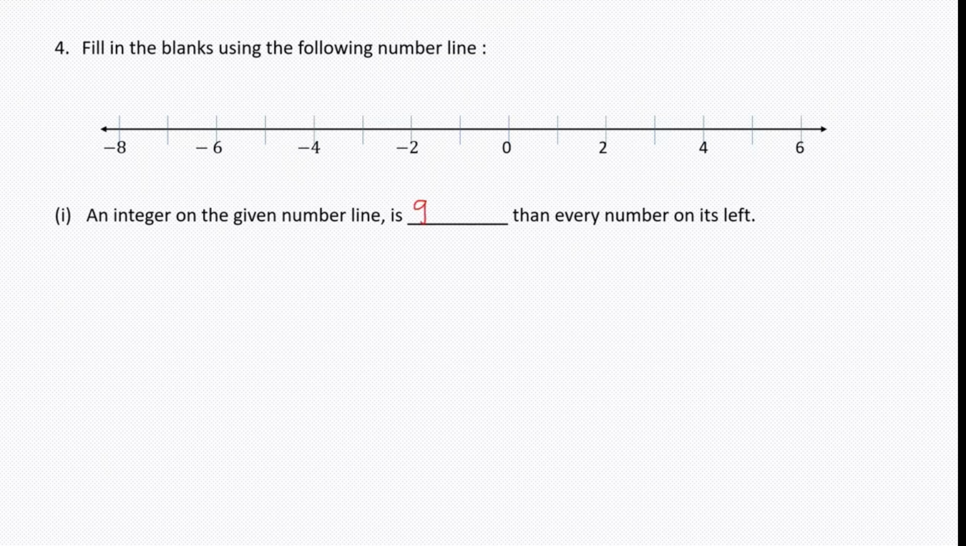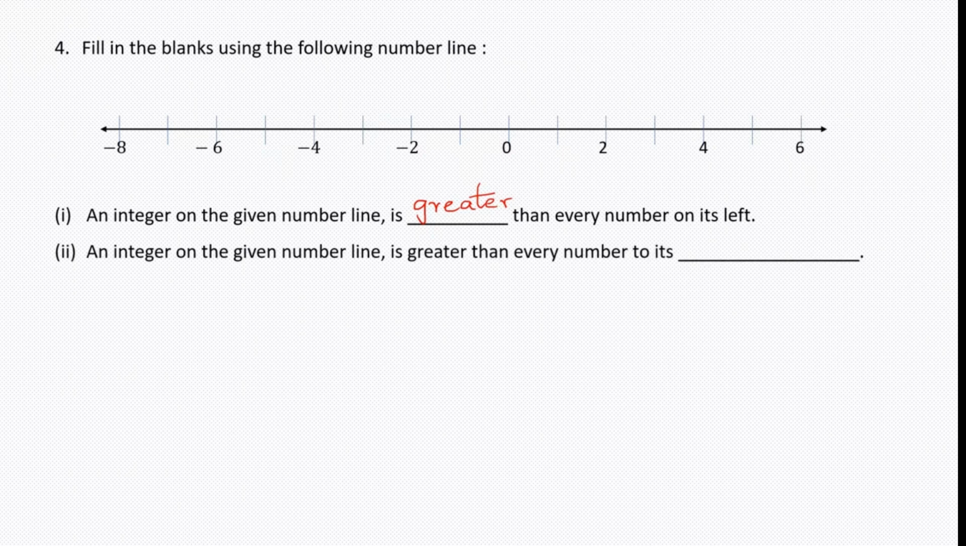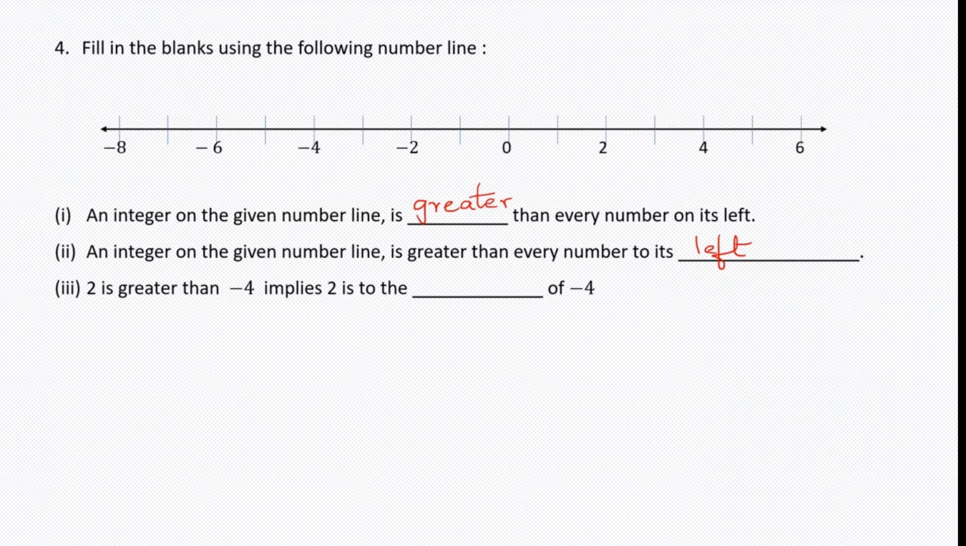Can you see? That means 2 is greater. Take an example so it will help you understand this better. 2 is greater, or every number is greater than the number on its left. Next one. An integer on the given number line is greater than every number to its left. Okay, it's greater than every number to its left.